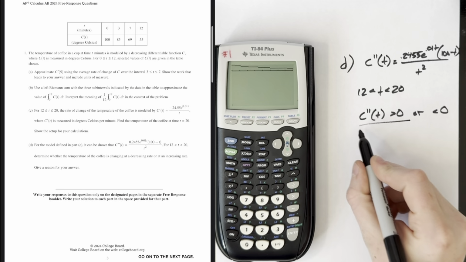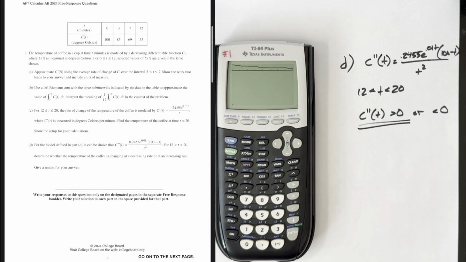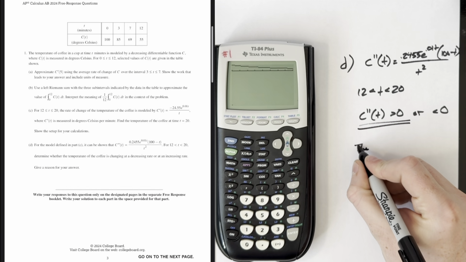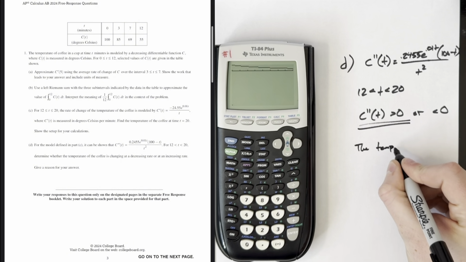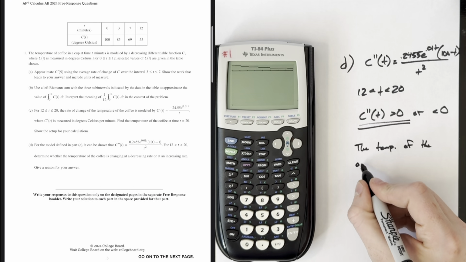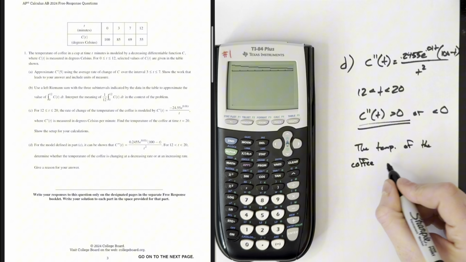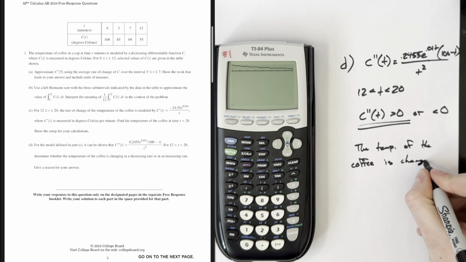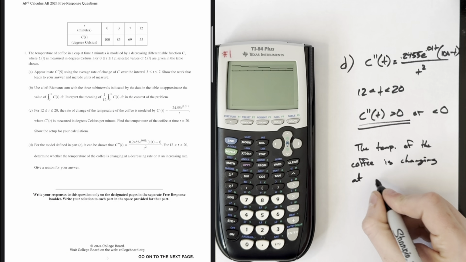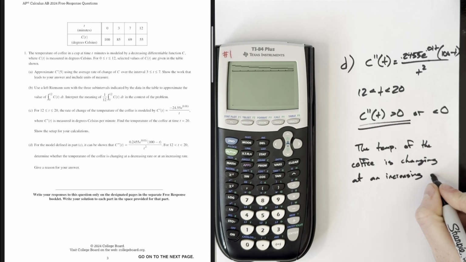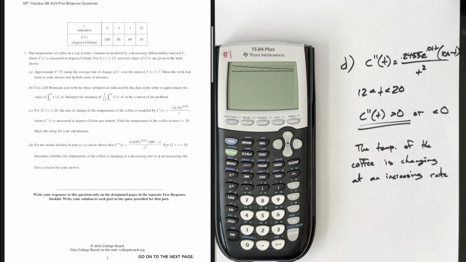So therefore, our second derivative is always positive. So therefore, the temperature of the coffee is changing at an increasing rate, because our second derivative is greater than 0.